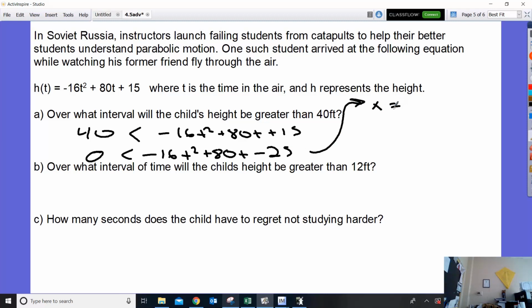So x would be opposite b, -80, plus or minus square root of 80 squared minus 4 times a, -16, times c, -25. All sitting over twice a.